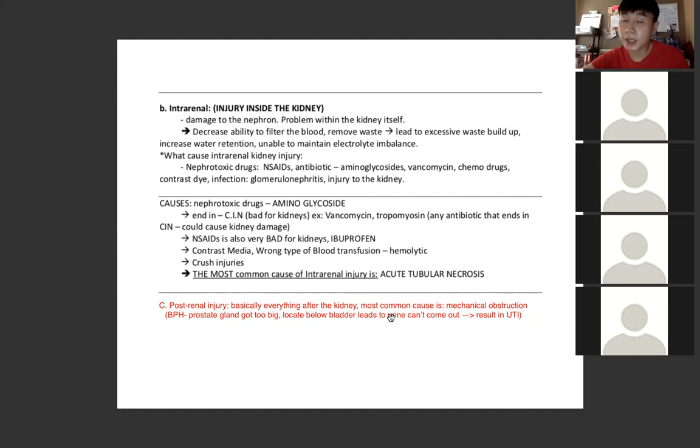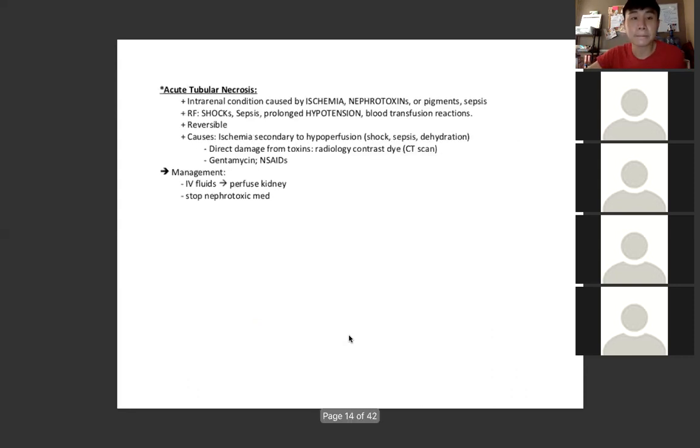This can include BPH, which is when the prostate gland gets too big. The prostate gland is located below the bladder, so when it's too big, it leads to obstruction of the urethra in the middle. It puts pressure onto the urethra and leads to not enough urine coming out and retention of the urine. And whenever we have retention of urine inside our bladder, it will lead to UTI.